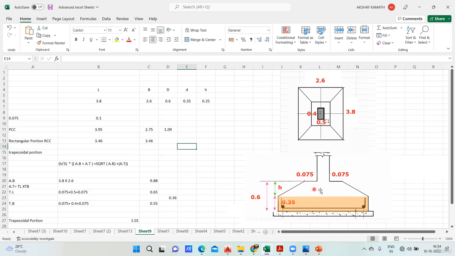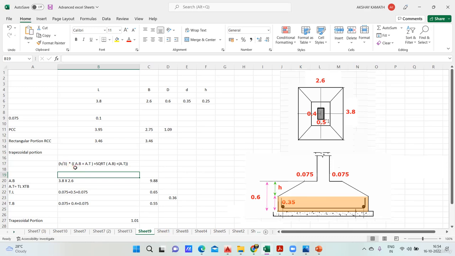Now for the trapezoidal portion, you have to use this formula, so note it down. The formula is h by 3 multiplied by, see how I'll do this. The h by 3: what is h? This is h. h I already got: 0.6 minus 0.35, and I'll get this h. Multiply this by AB.